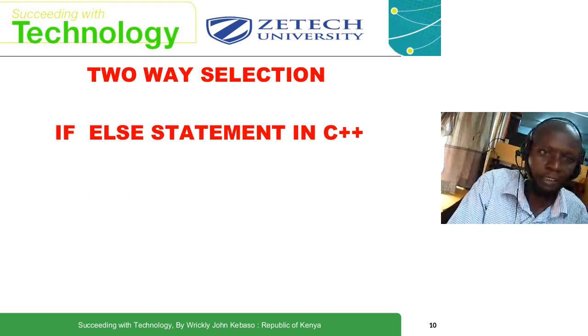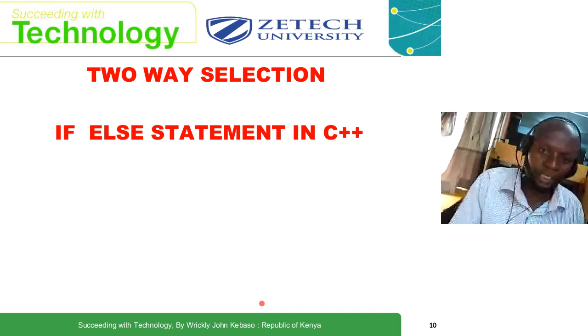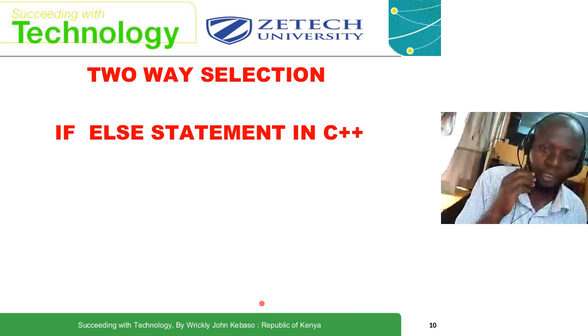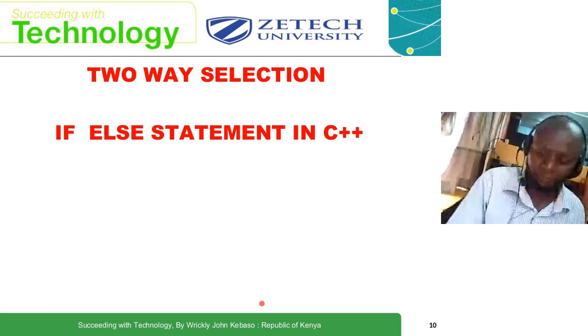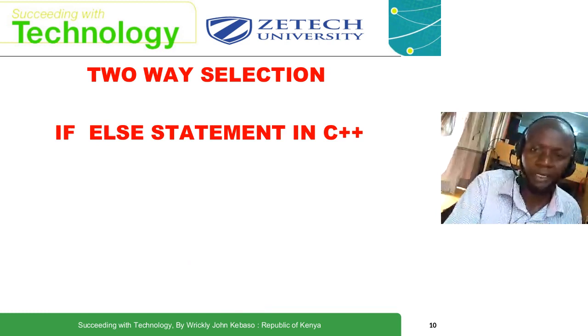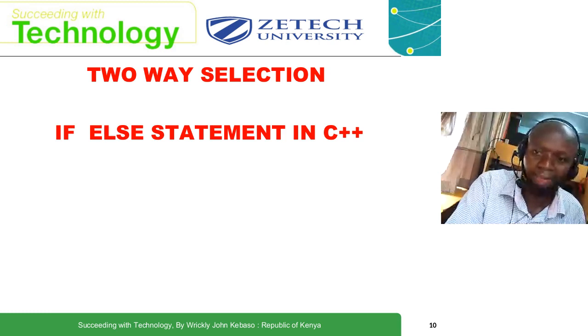We talk about two-way selection. In two-way selection, we have an additional keyword to the if statement. The if statement must be accompanied by the word else. For any selection to be two-way, it has to be accompanied by what we call the else statement.